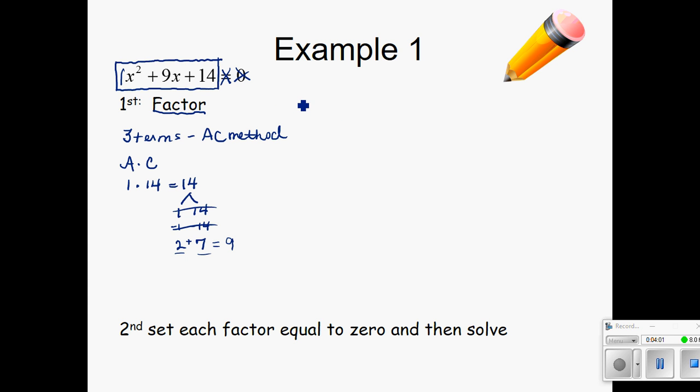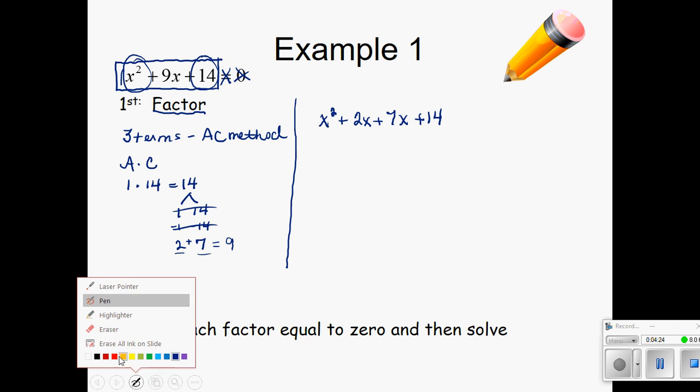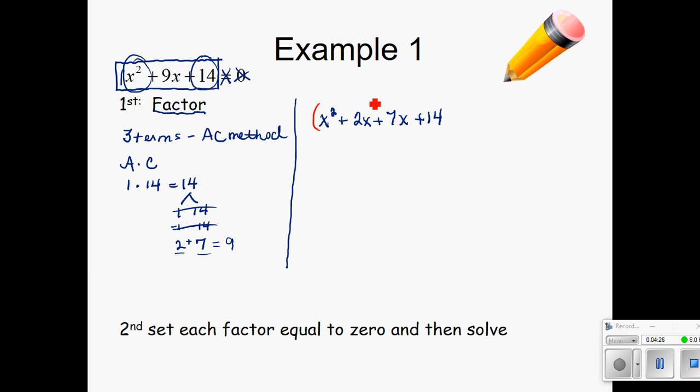So remember what we do? We take and rewrite the first term. The second term is the 2x, and the third term is the 7x. You can flip these around, doesn't matter. But the first term always stays, and so does the last. Okay, now we have a 4-term problem, which allows us to do some grouping.